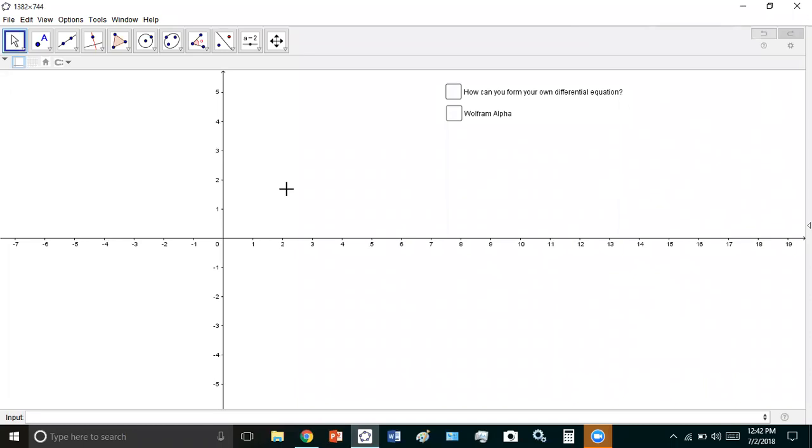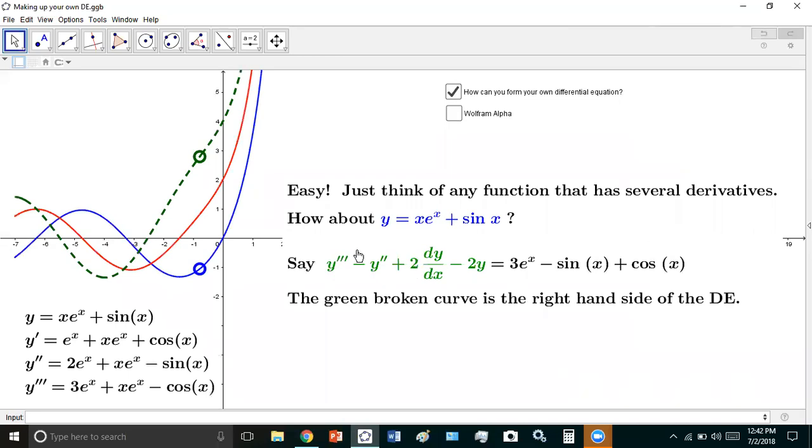So how can you form your own differential equation? Well, let's see. It's easy. Just think of any function that has several derivatives. How about y is equal to x times e to the x plus sine of x, okay? So by the way, y here is a function of x. And let's say that we're going to take the third derivative minus the second one plus 2 times the first derivative minus twice the first function. And the result is what you see on the right-hand side here.